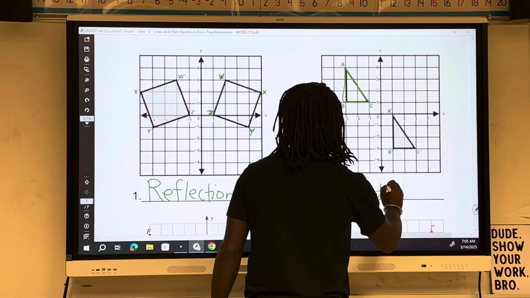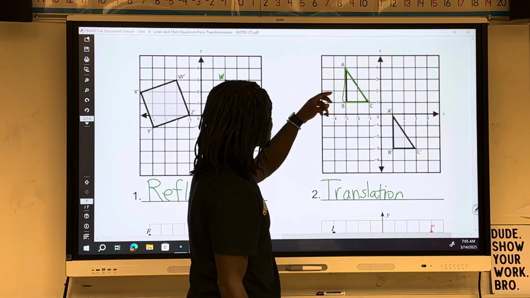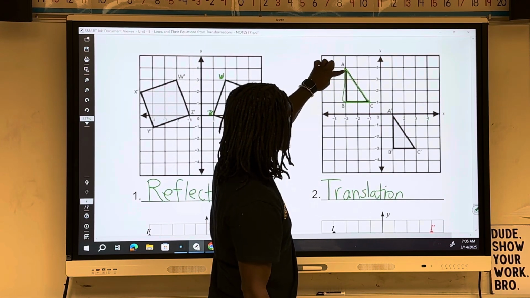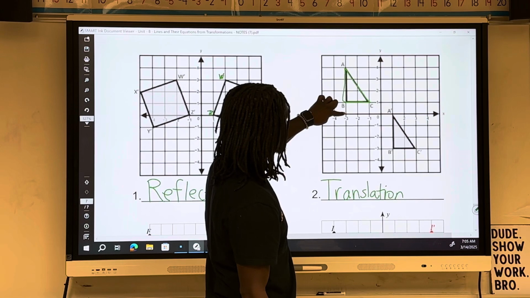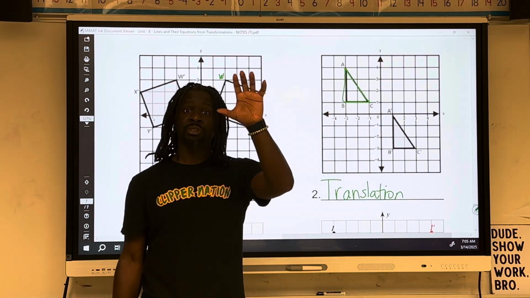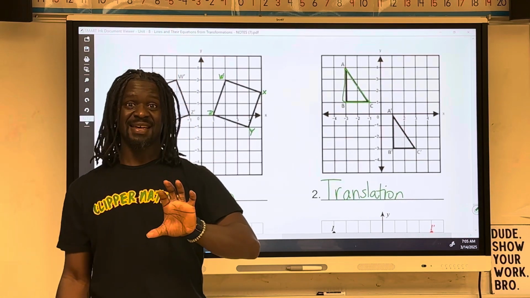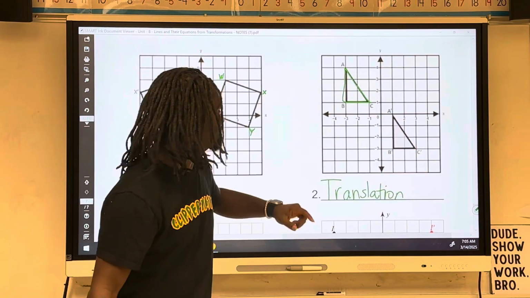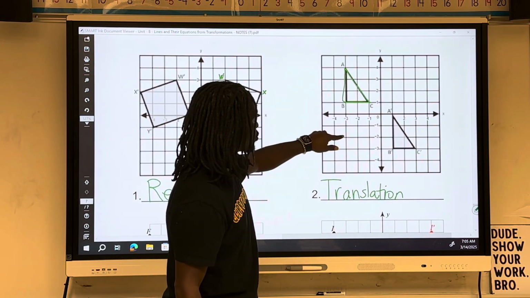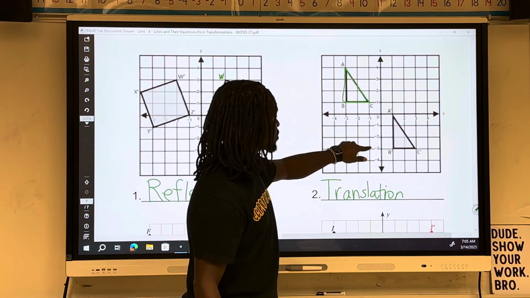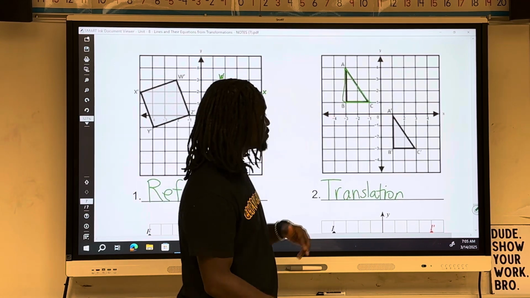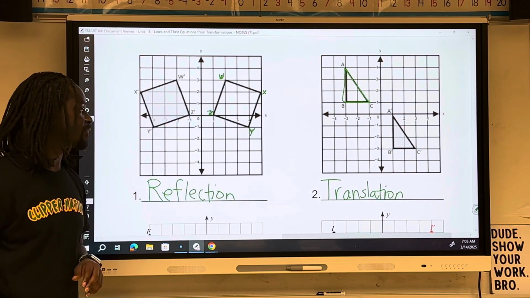It just moved, and so this is a translation. And I could even be specific and say how it has been translated. The A was here, it went down 1, 2, 3, 4, and then 1, 2, 3, 4. So it was translated 4 units down and then 4 units to the right. And then every point was the same way. B was translated 4 units down, 4 units to the right. C, again, 4 units down, 4 units to the right.